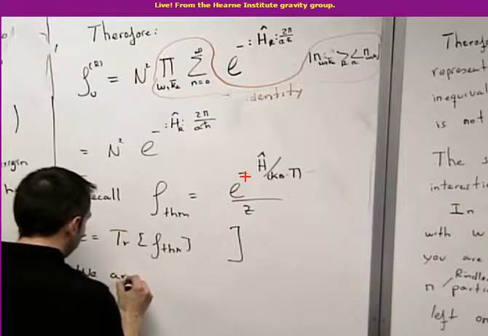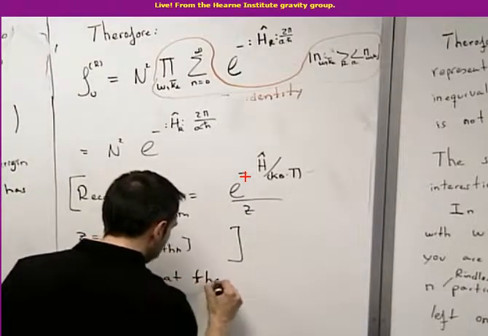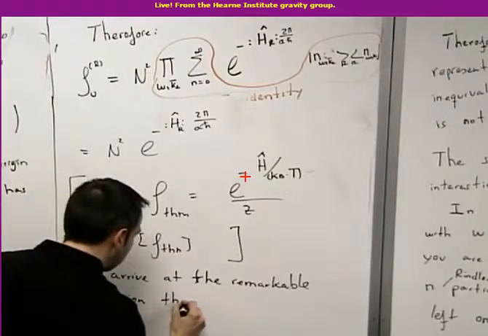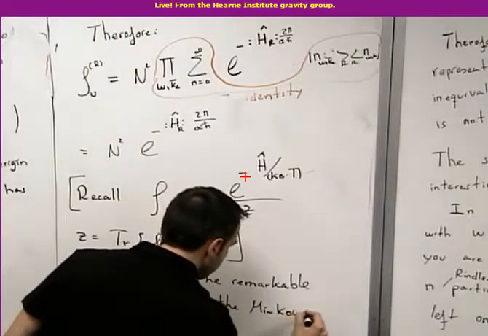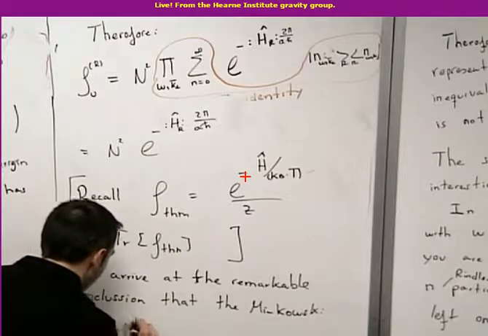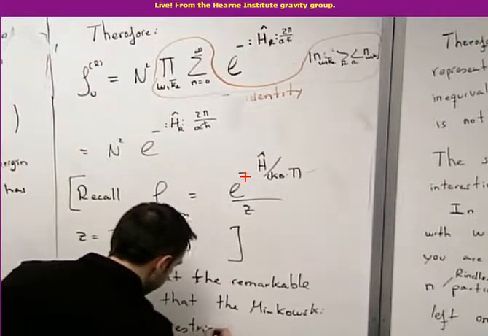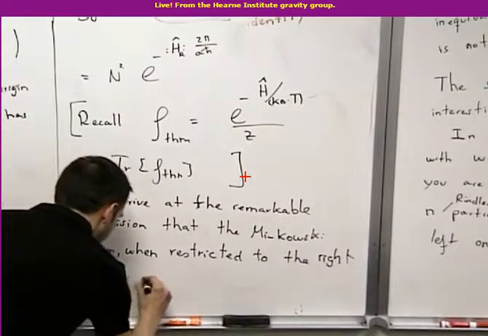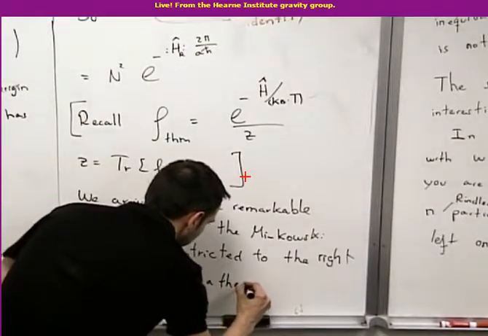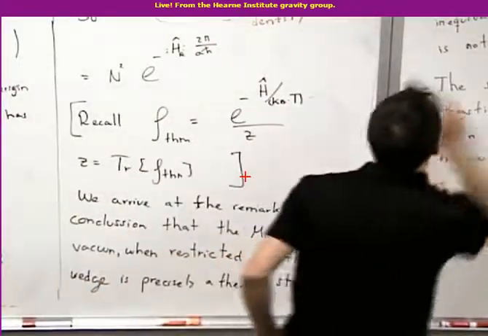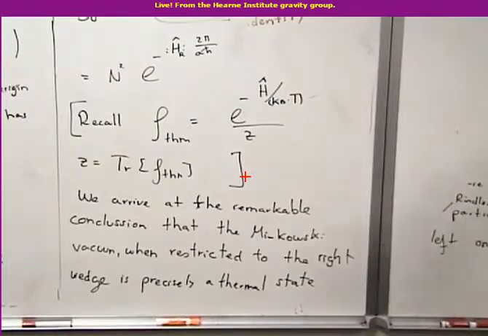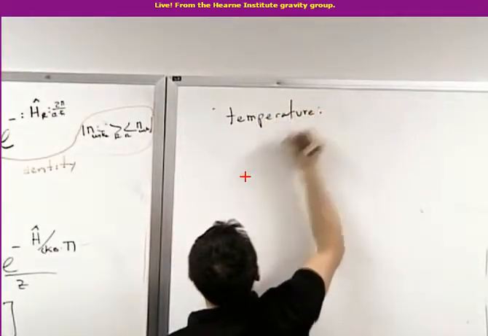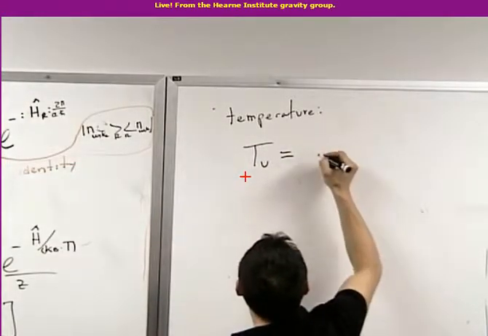So we arrive at the remarkable conclusion that the Minkowski vacuum when restricted to the right wedge is precisely a thermal state at what temperature? k_B T is equal to a h bar over 2 pi. Let me say it again. k_B T is equal to a h bar over 2 pi.